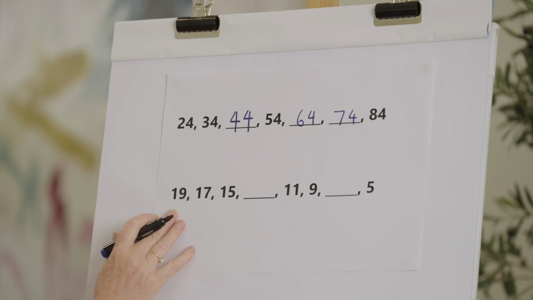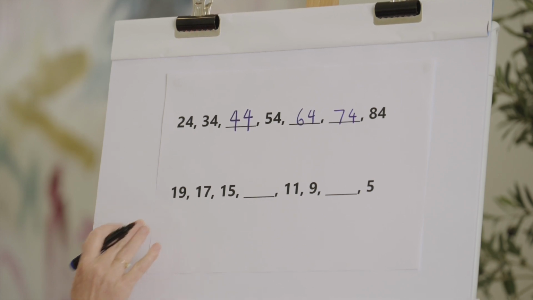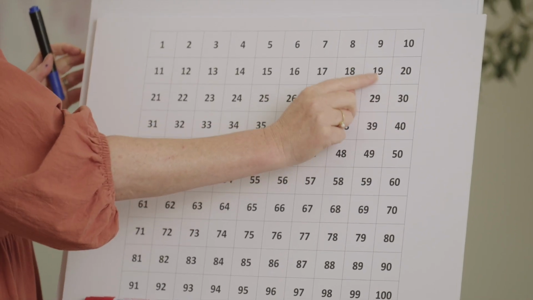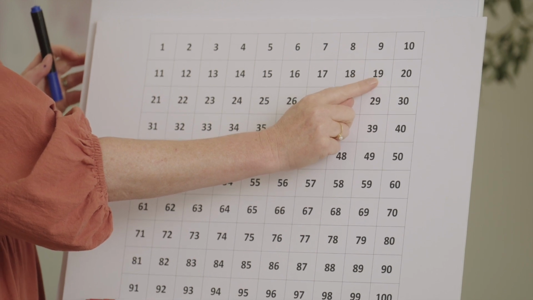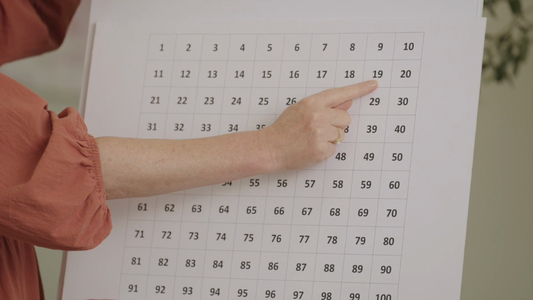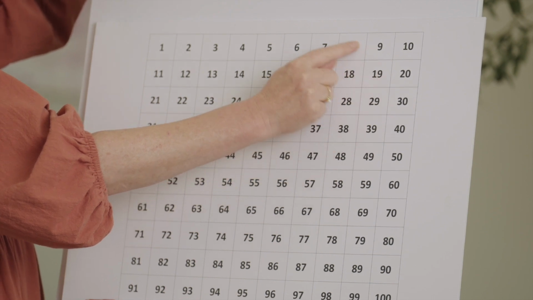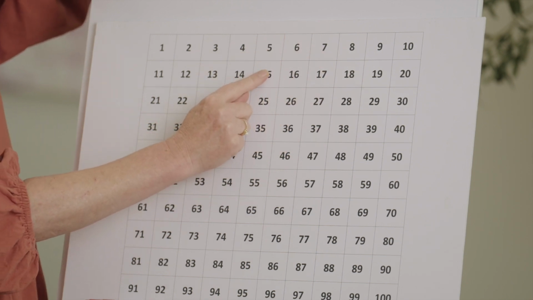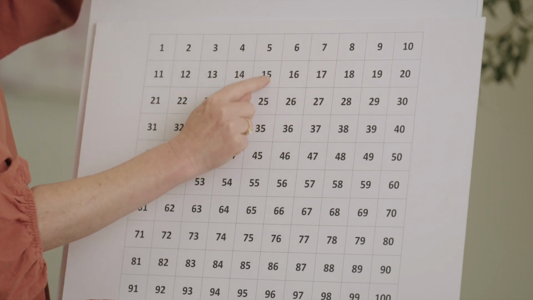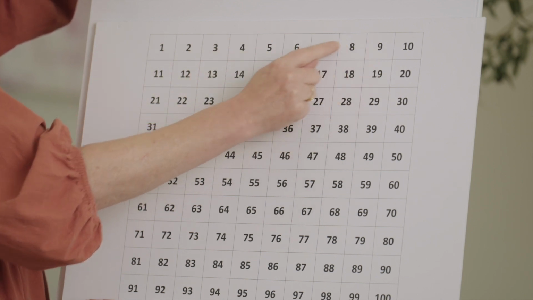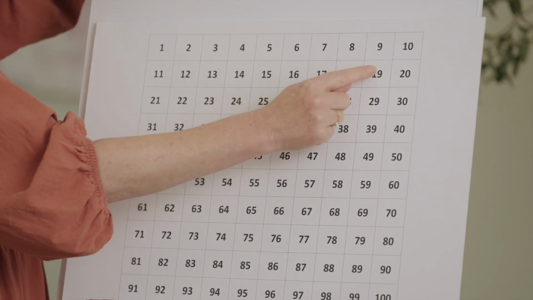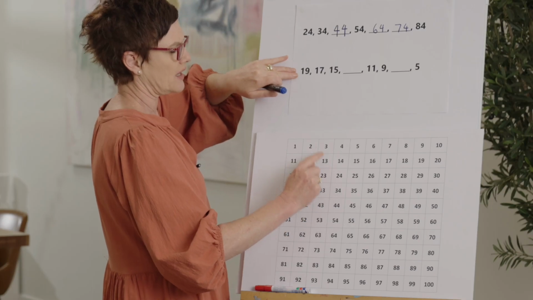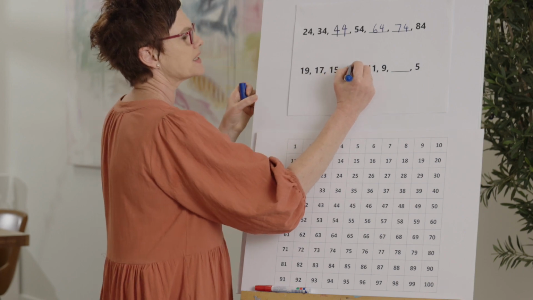What's happening here? Let's find 19 on our number line. Here it is, just before 20 and just after 18. The next number in this number line is 17. 19, 17, 15. Who can see a pattern? We are jumping backwards by 2. Jump backwards by 2, jump backwards by 2, jump backwards by 2. And we have our next number, 13.